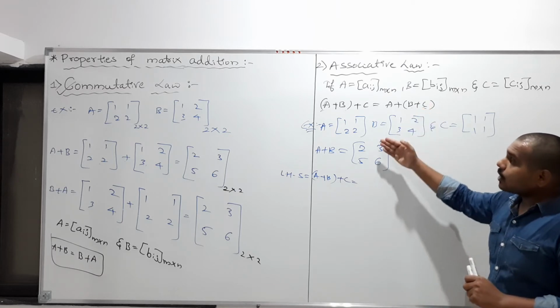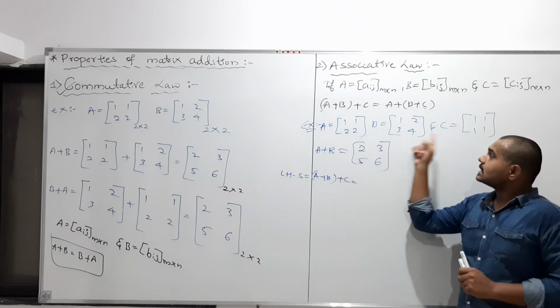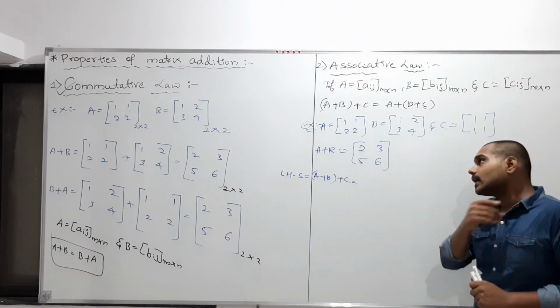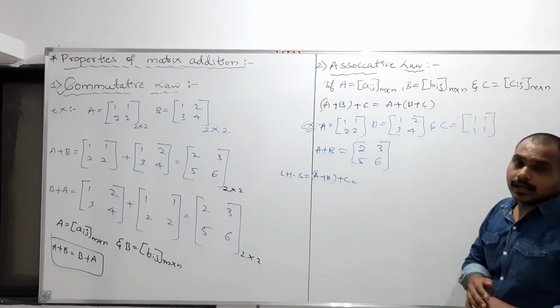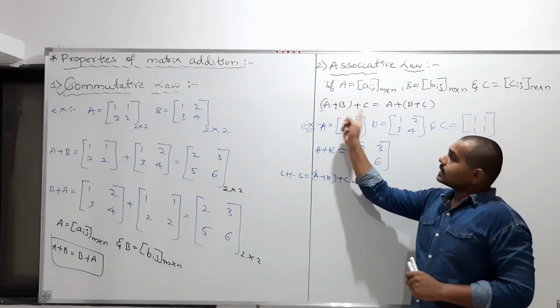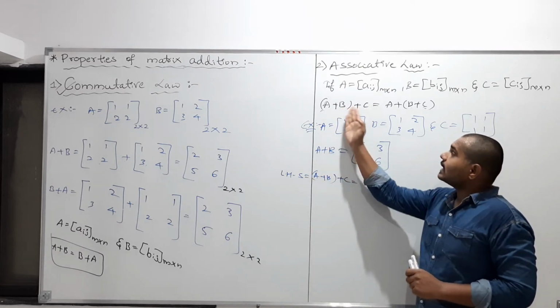So that I am now proving by taking an example. A, B, C, three matrices I took of the same order. You can take any values inside the matrix. Here, okay, I am taking these values. Now I will consider the LHS. What is LHS? LHS means left hand side.